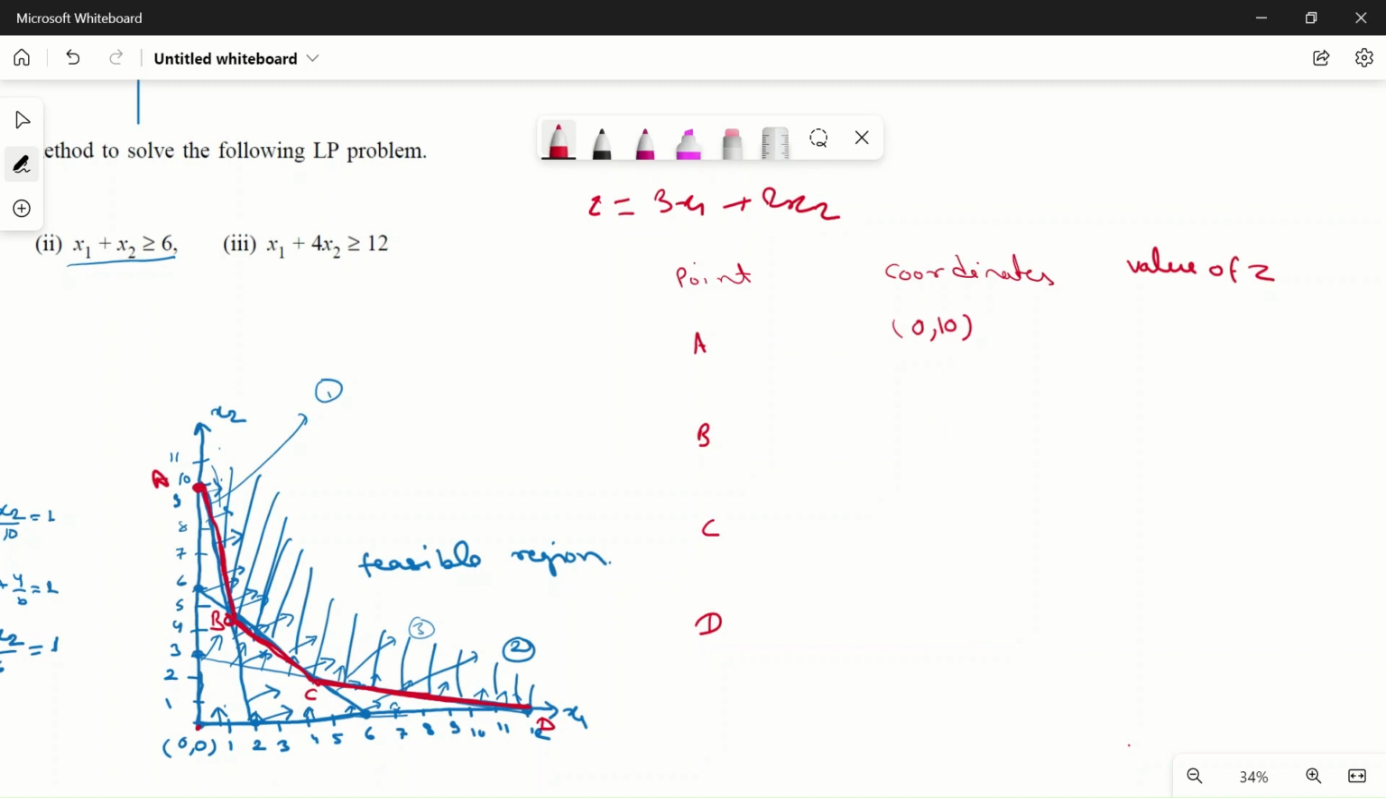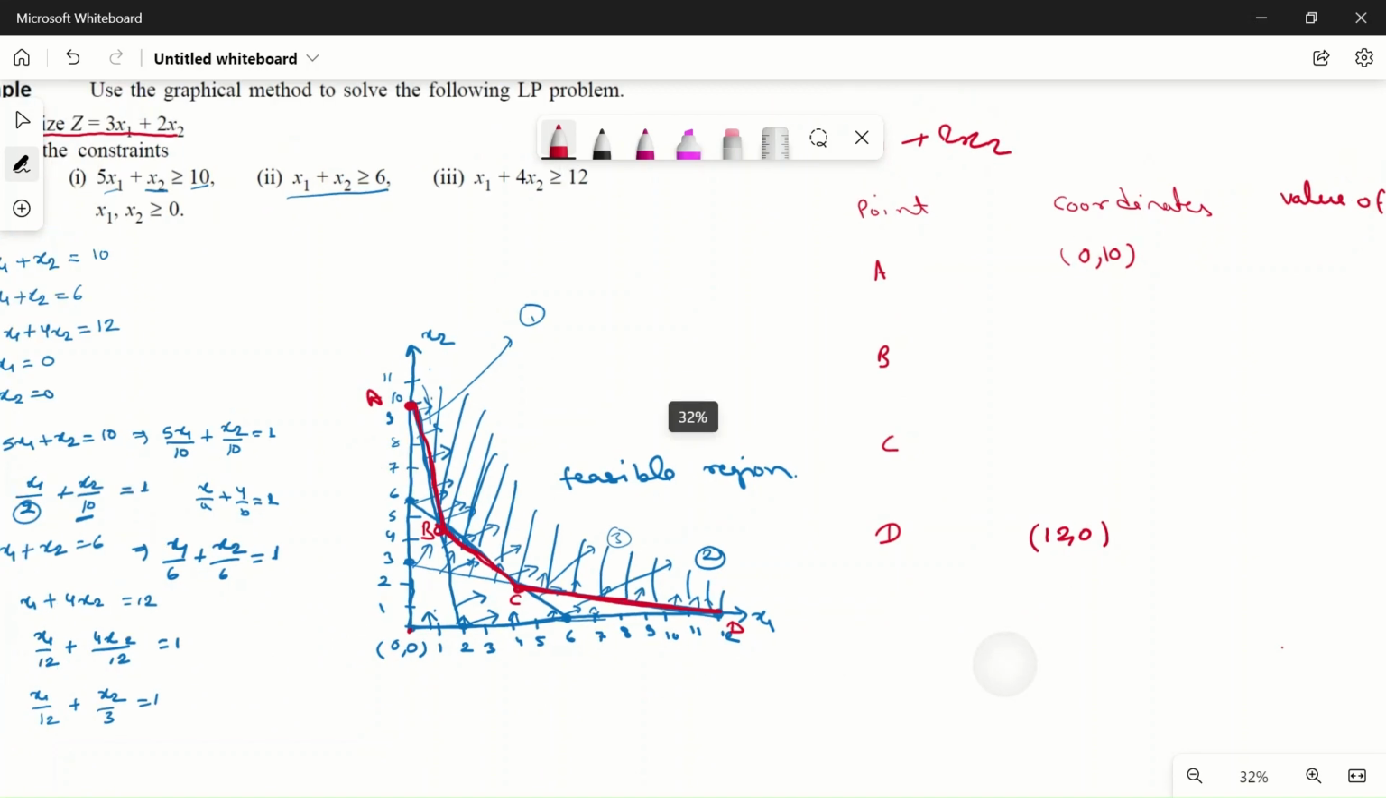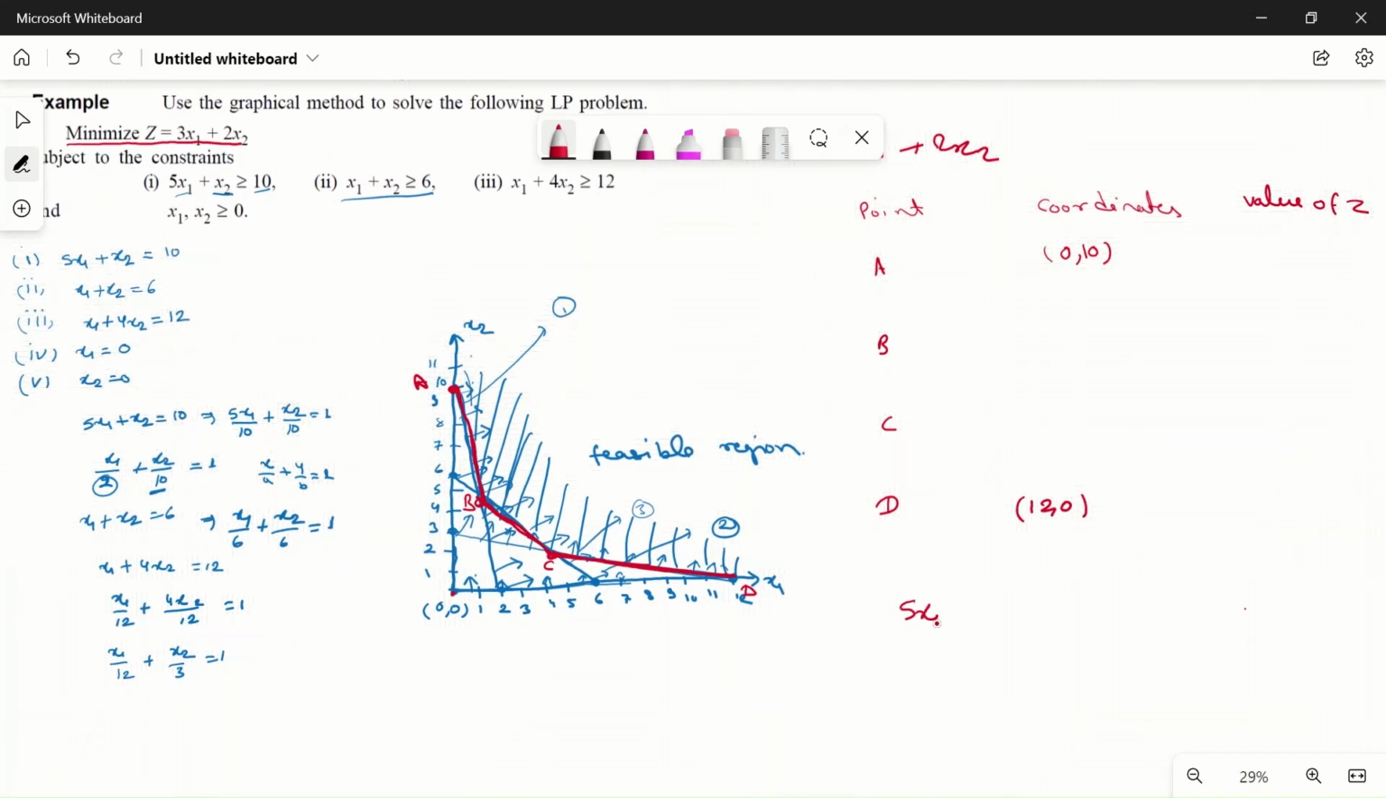We don't know the coordinates of point B and point C yet. We have the coordinates of point D, which is 12, 0. We have to find the coordinates of point B and point C. So we know that point B is the intersection between these two lines. First line is 5x1 plus x2 is equal to 10, and second line is x1 plus x2 is equal to 6. If we solve these equations, we will find the coordinate of point B.